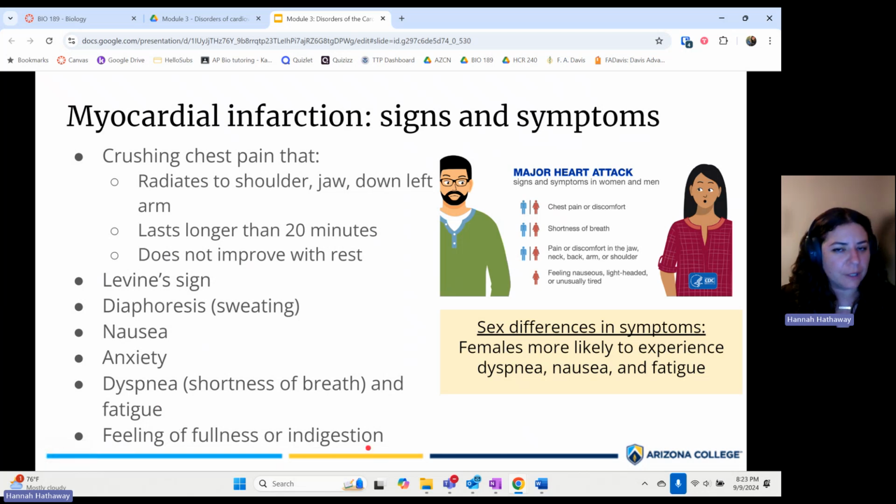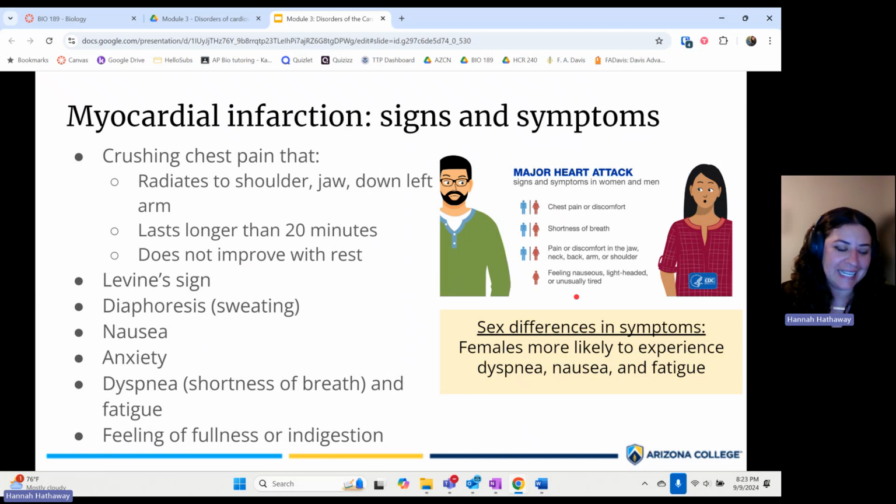You can also have a feeling of fullness or indigestion, which is a less well-known sign and symptom that is more specific to women. So this is really important to understand because something like this, like, oh, when's the last time you felt nauseous? Like yesterday, right?